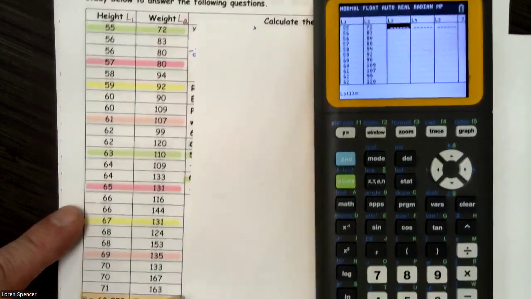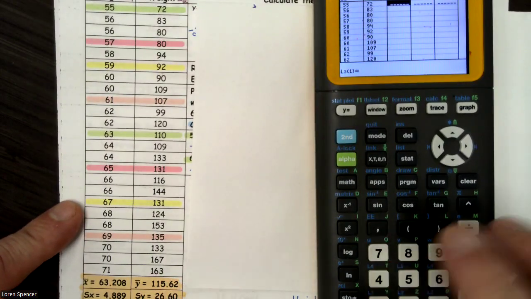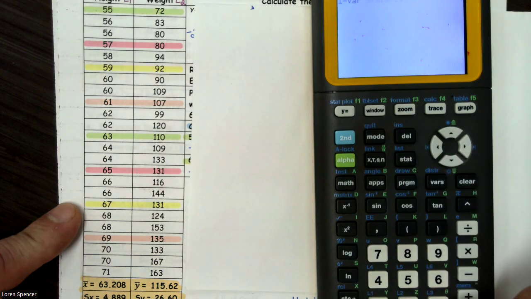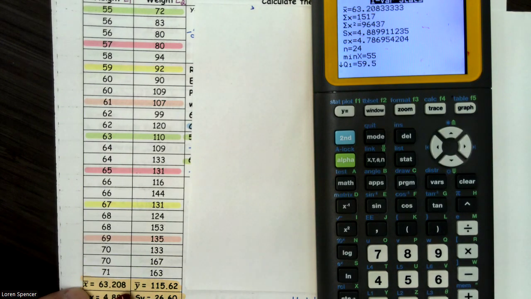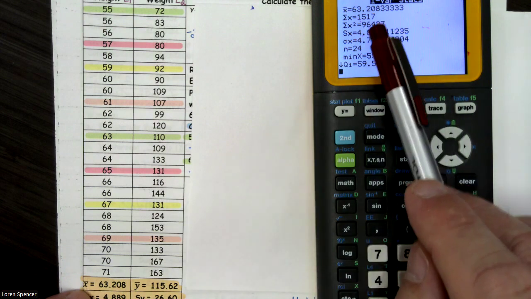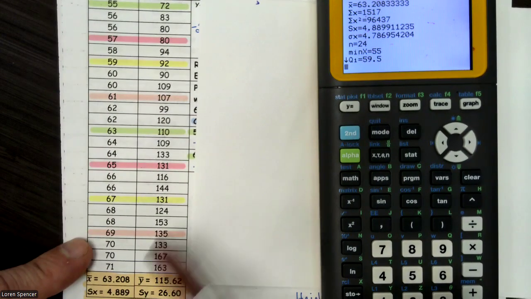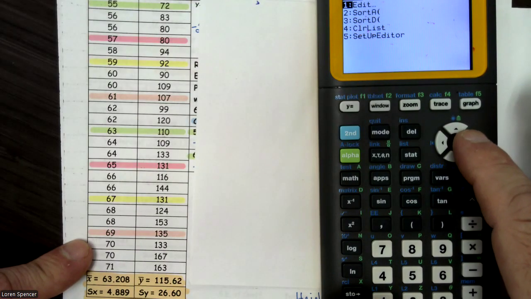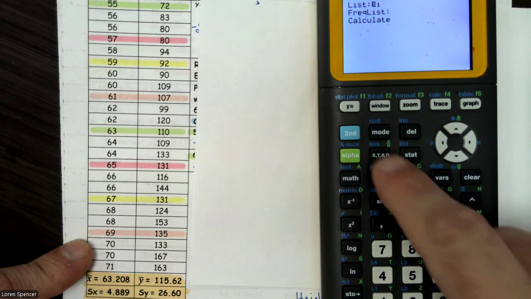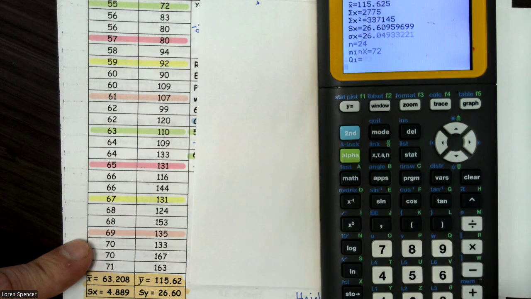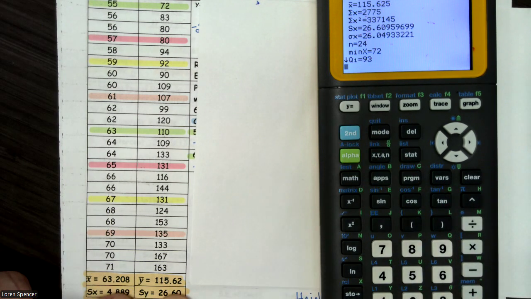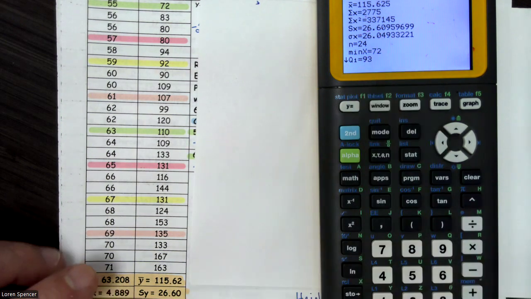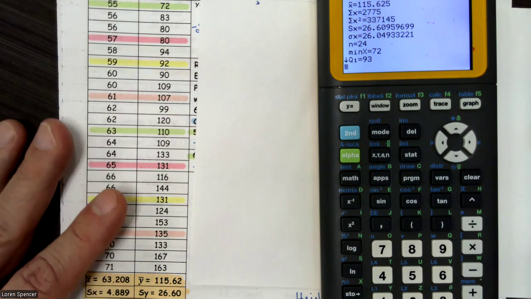Now, there's a whole long list of data, so it's easy to make a data entry error. So let's go Stat Calc, one variable statistics. And I see my X bar of 63.208, and I see a standard deviation of 4.889. So that one looks good. Let's check the other column, Stat Calc, one variable stats, blue 2. And we have 115.62 and 26.60. So I'm pretty confident that I don't have a data entry error.